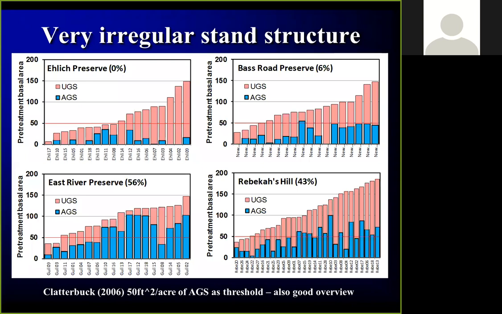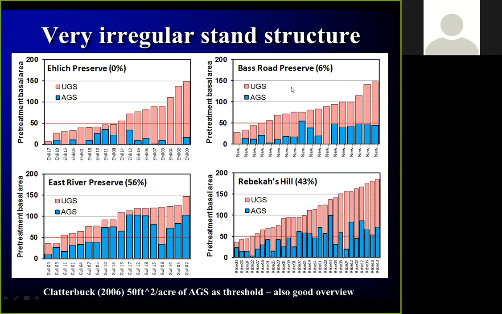So let me explain a little bit about what you're seeing on all these stands. Every one of the columns represents a 10-acre plot. That's how we went out there and measured it. The pink squares above each one are unacceptable growing stock. What you really want to focus on for each of these 10-acre stands are the blue parts, which represent acceptable growing stock. And if we go with Wayne Clatterbuck's definition, you want at least 50 square feet of acceptable growing stock. This first stand had 0% of the micro 10-acre stands with acceptable growing stock.